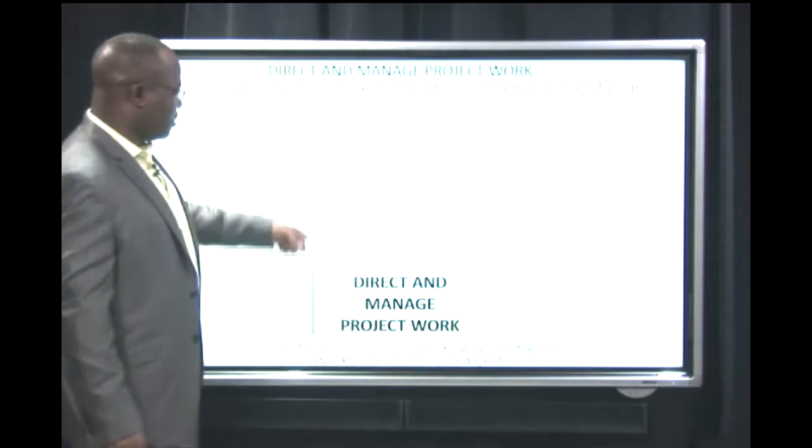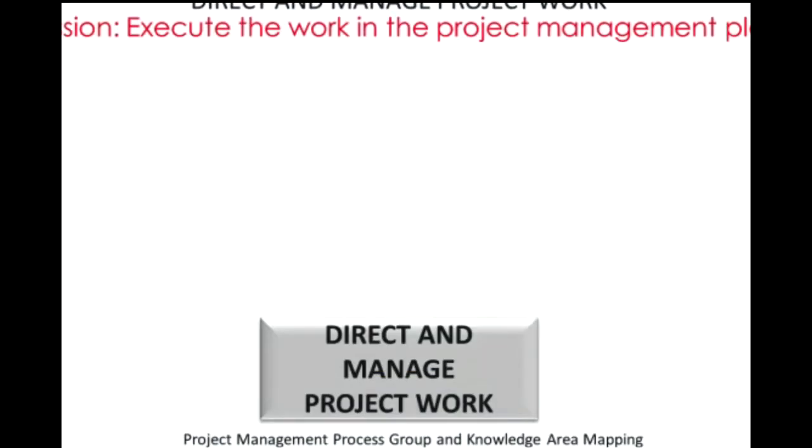Direct and manage project work has got to be one of the most important processes in the PMBOK guide. And the reason is this. It's so relevant because it's from this process that you actually get deliverables as an output. I mean, what would you do without your deliverable? I mean, your customer would send you right back. So when it comes to direct and manage project work, the mission is to execute the work in the project management plan. That is really what we are trying to do.